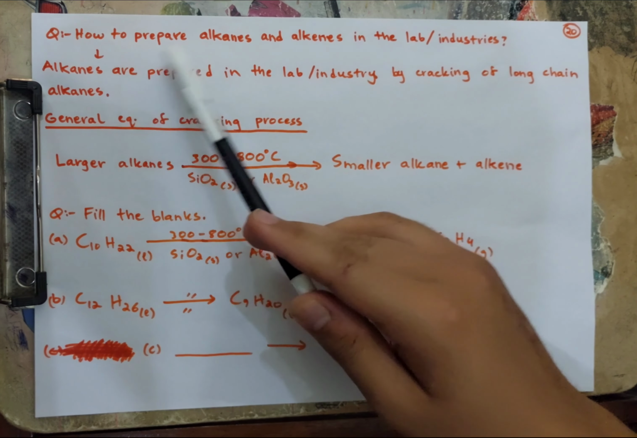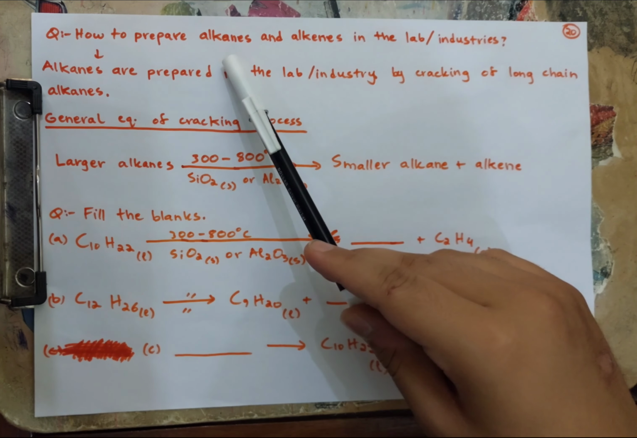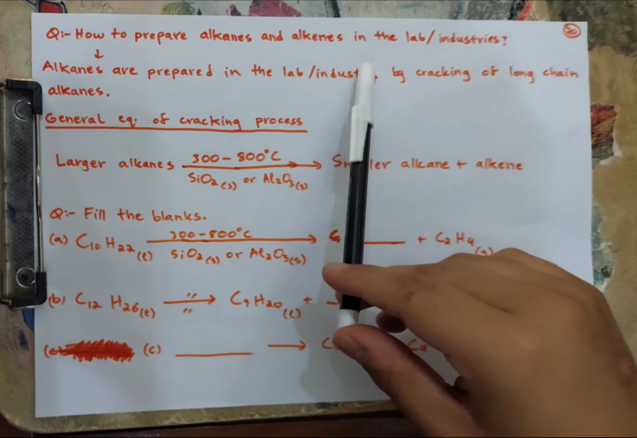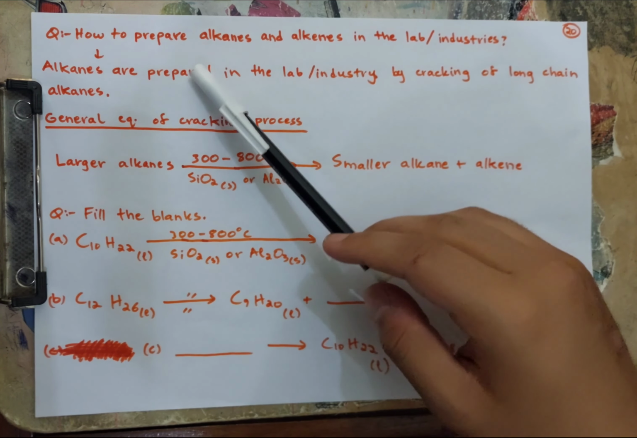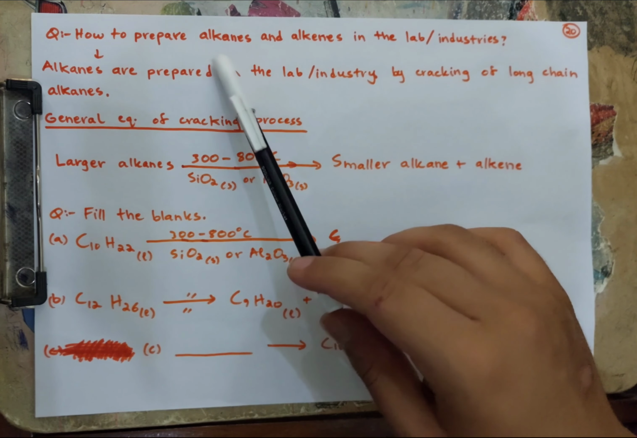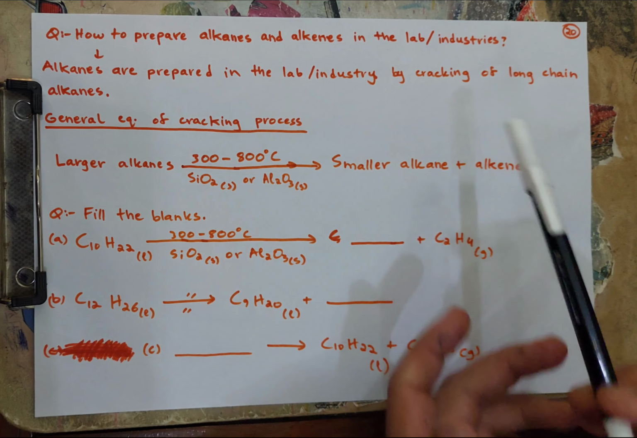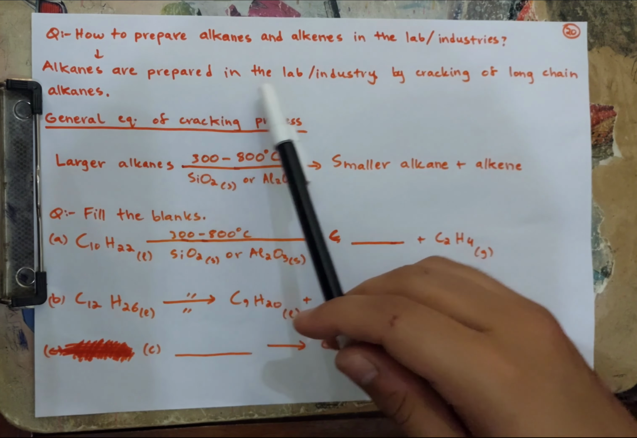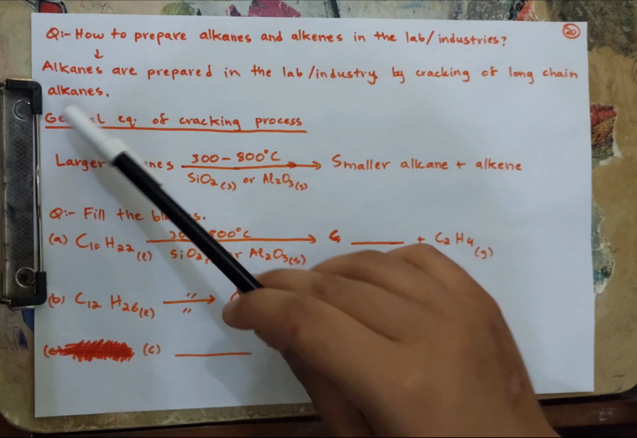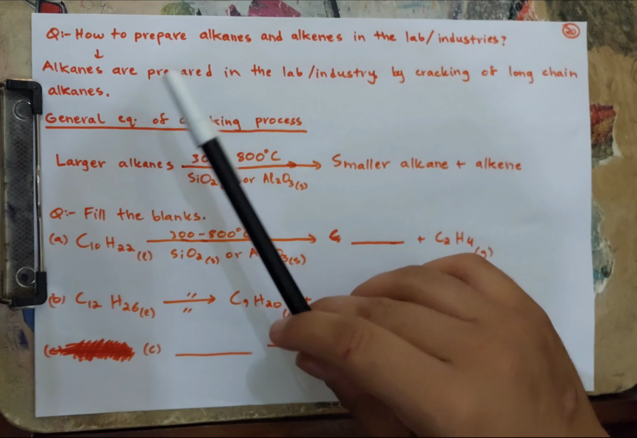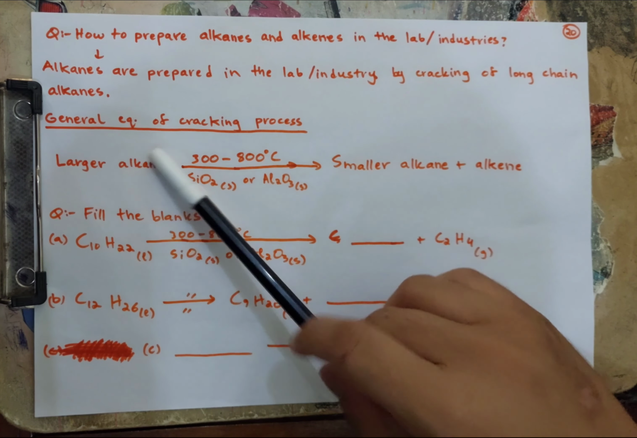Okay, now here is how to prepare alkanes and alkenes in the lab or industries. As we are done with the reactions of alkanes, now we are on the topic of alkenes. So now we are going to study how they are prepared in the lab or industries. Alkanes are prepared in the lab or industry by cracking of long chain alkanes.